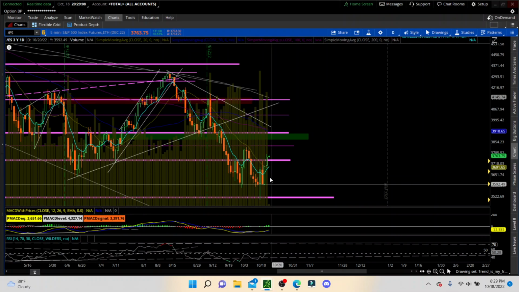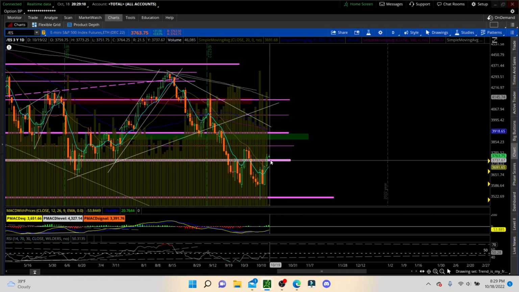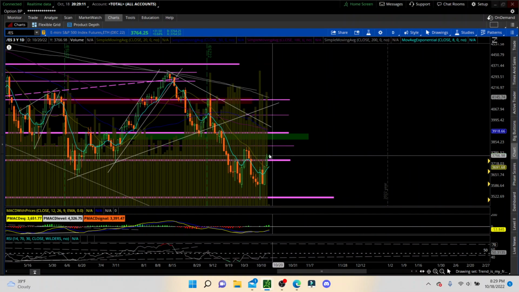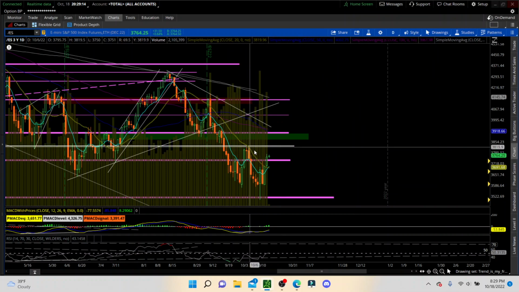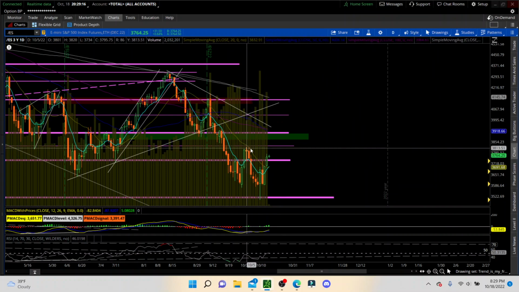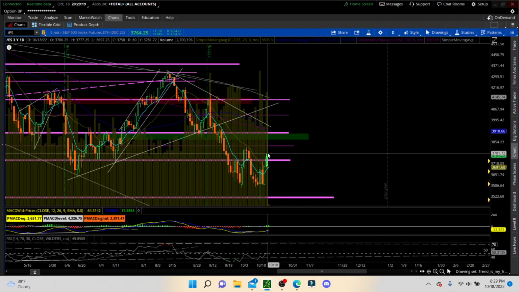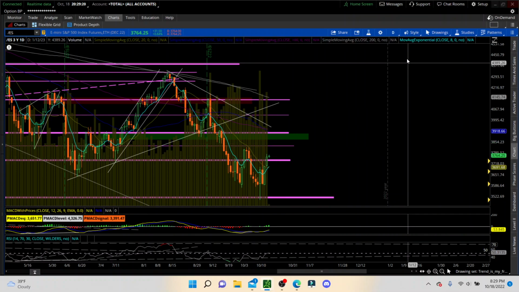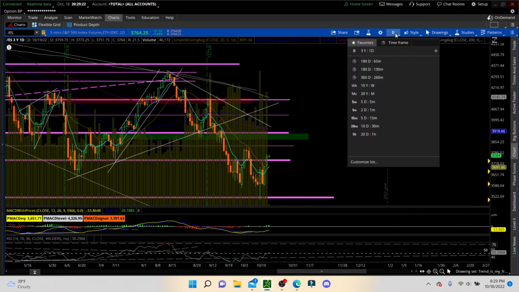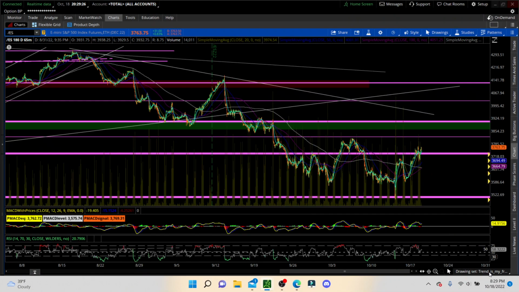We are just floating above the support resistance area, but we're not making a higher high yet. On the daily time frame, we're still making a lower high. So we have to keep in mind that the trend is down. And let's look at the 65 to see if we can see something else happening.